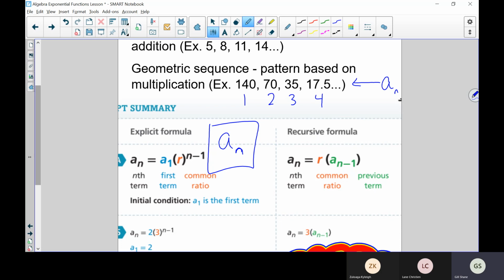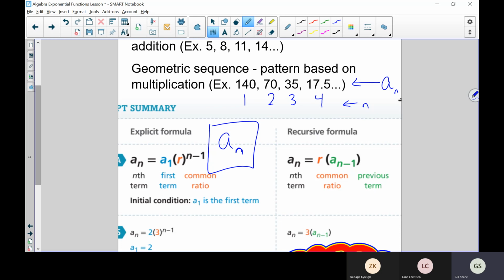The n value is coming from these numbers. So the n tells you where you are in that sequence of numbers. That's what the n tells you. So that's why for A sub 1, I replaced n with a 1. It's telling me I'm in the first position. So that's why I chose 140 to go there.